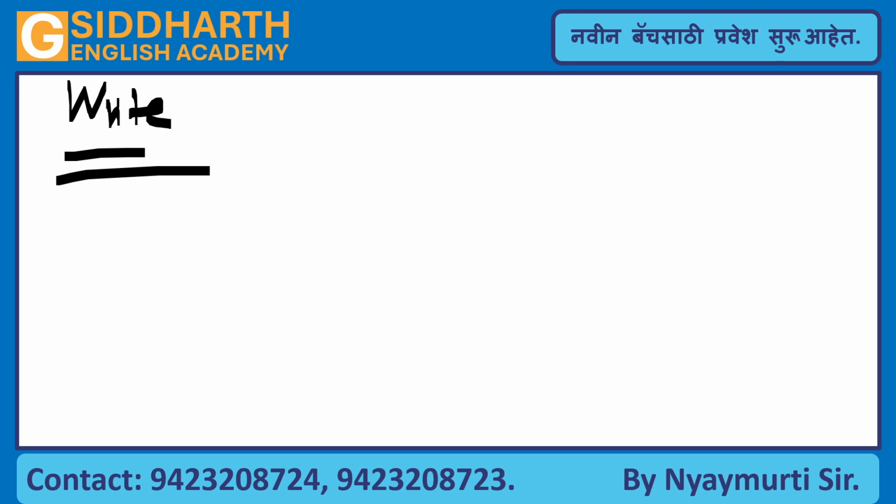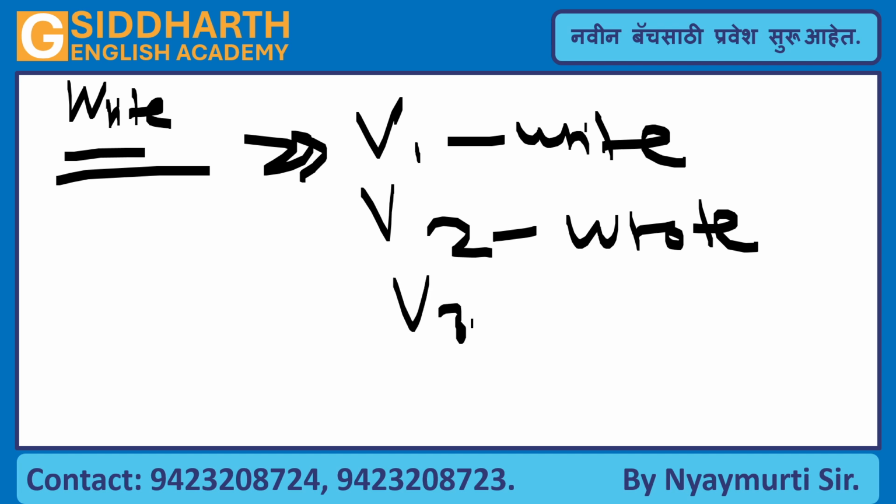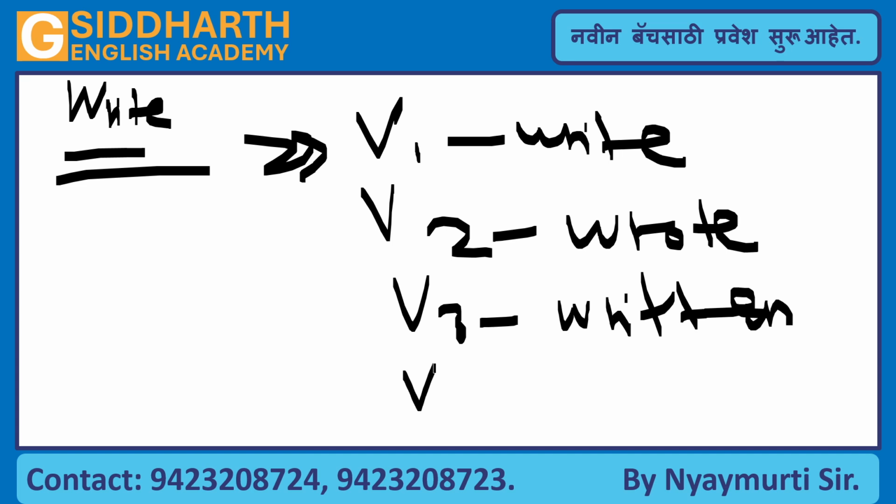Now see, the first form, V1, is write, W-R-I-T-E. V2 is wrote, W-R-O-T-E. V3 is written, W-R-I-T-T-E-N. And then V4 is writing, W-R-I-T-I-N-G. So now let's say all the 35 sentences.